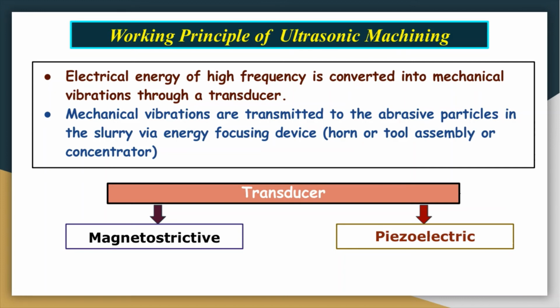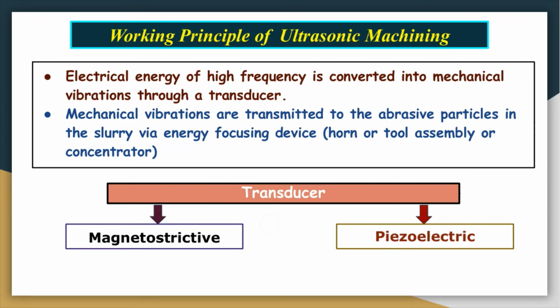We have discussed the working principle; I will continue that. As we have seen, electrical energy of high frequency is converted into mechanical vibrations through the transducer, and these mechanical vibrations are transmitted to the abrasive particles in the slurry via energy focusing devices, and that is known as the horn or tool assembly or concentrator. Further, transducers are basically of two types.